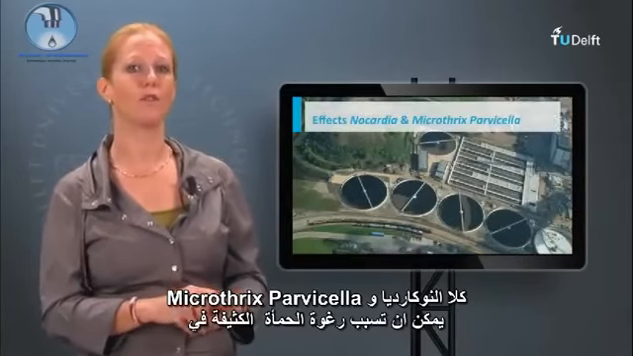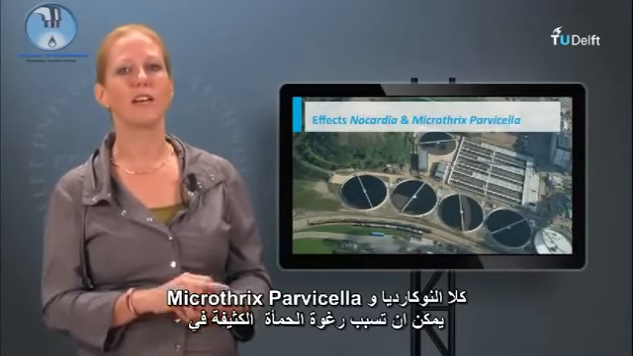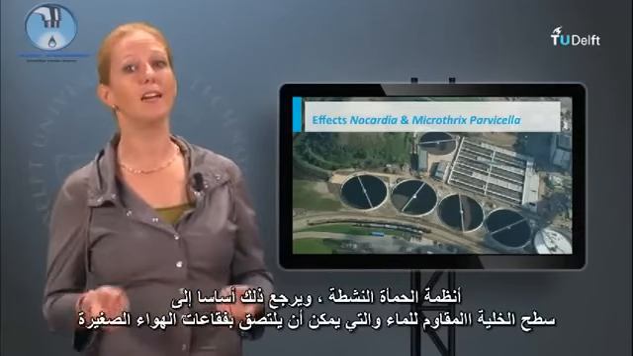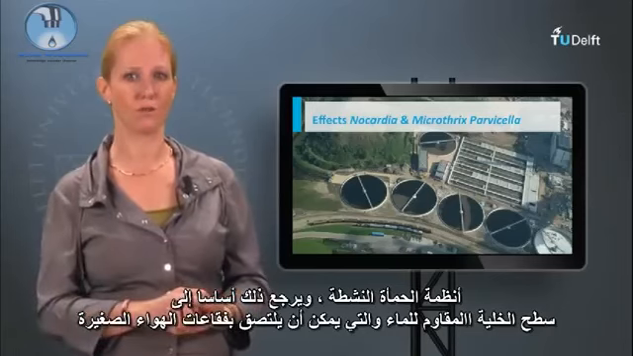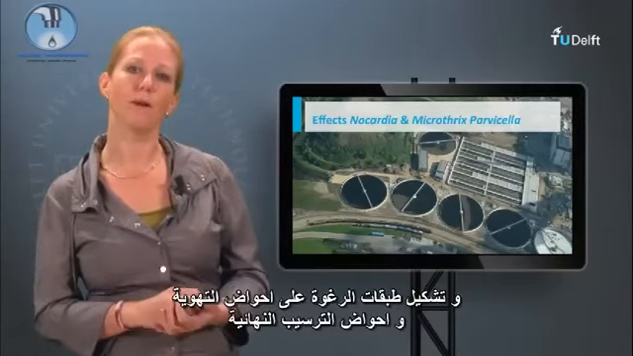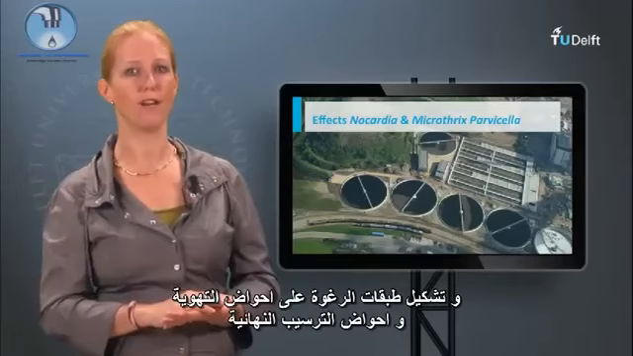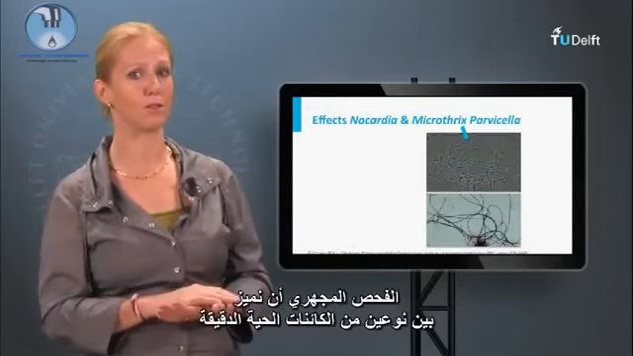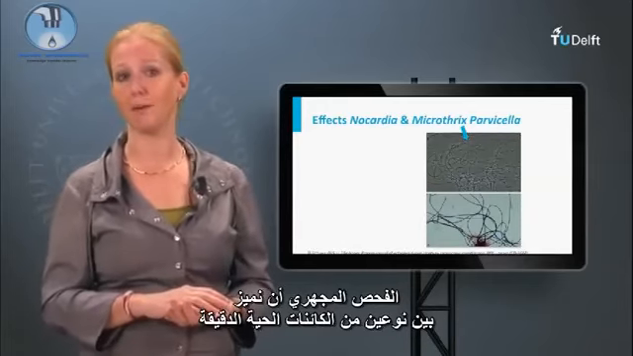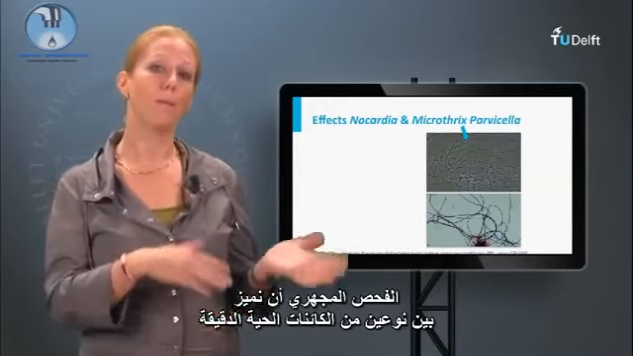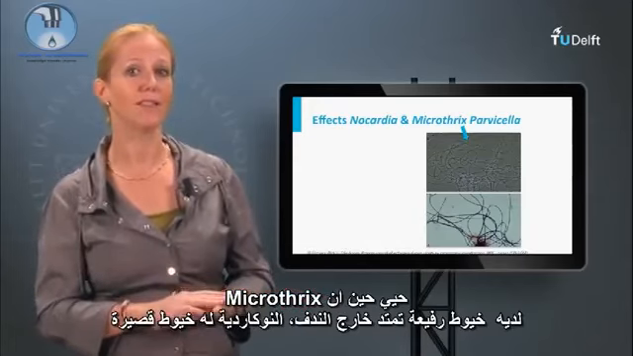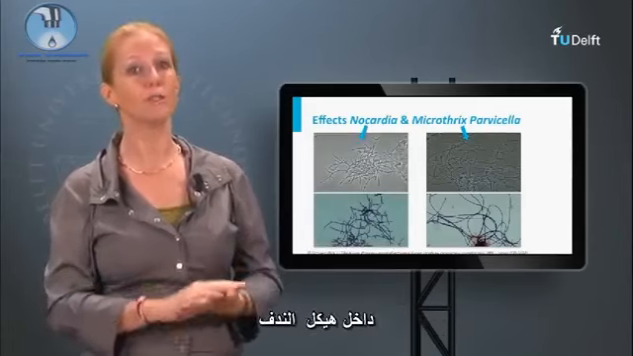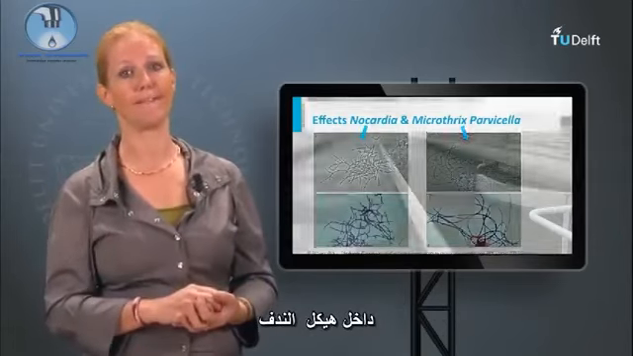Both nocardia and microtrix parvicella can cause extensive sludge foaming in activated sludge systems, mainly due to their hydrophobic cell surface that can attach to small air bubbles, forming foam layers on aeration tanks and final clarifiers. Microscopic observation can distinguish the two types of microorganisms. Where microtrix has thin filaments extending from the floc, nocardia has short filaments contained in the floc structure.